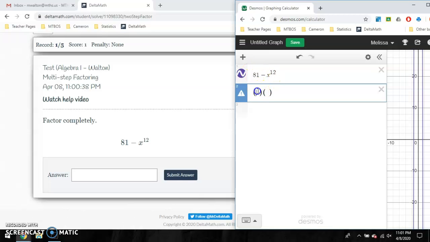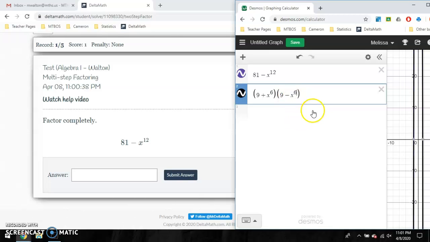81. Well, I know that 9 times 9 is going to get me 81. In order for my middle term to cancel out, I'll have a plus and I will have a minus. Now finally, we've been talking about x squared breaks up into x and x. Well, this is an x to the 12th power, so I have 12 of them total. So if I want to split up x to the 12th in half, that will be x to the 6th and x to the 6th. All right, so let's double check our work there.